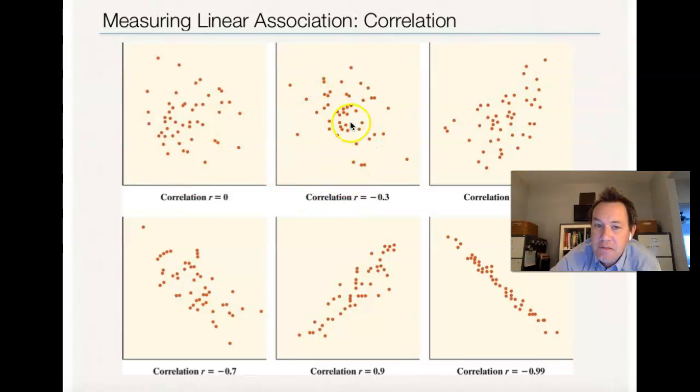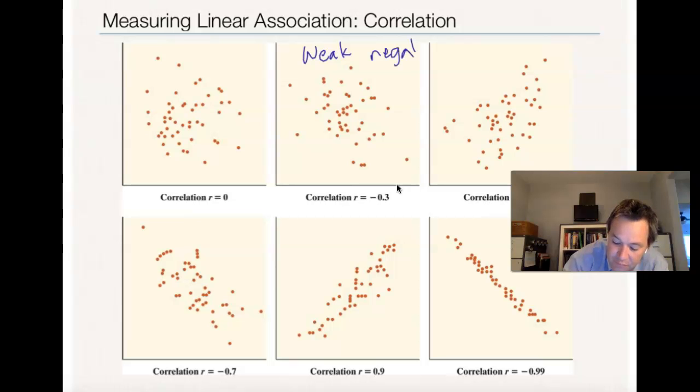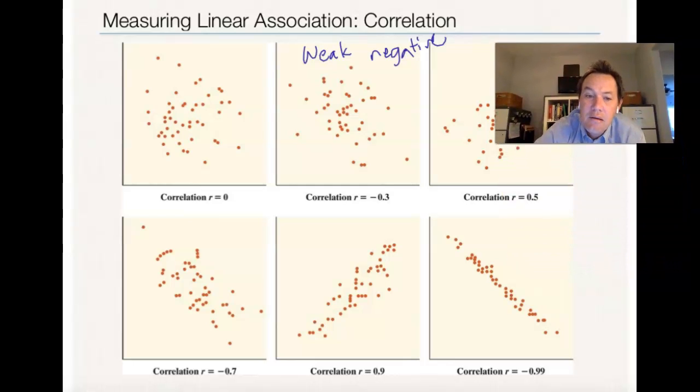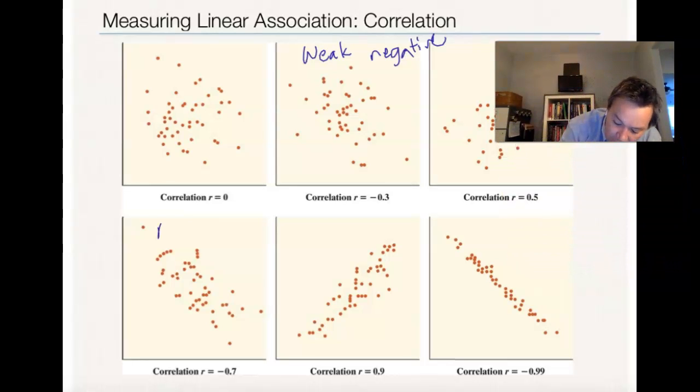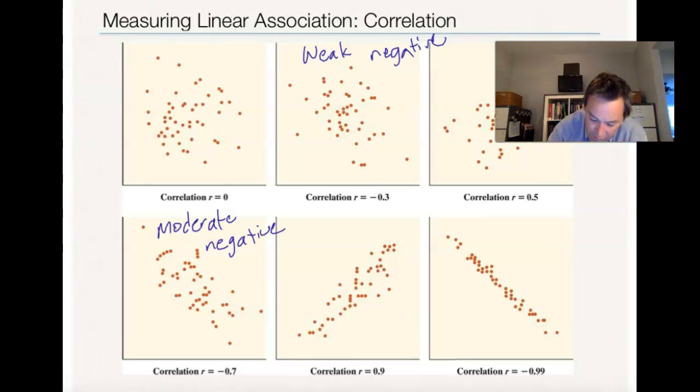But here you get a general idea of just some other examples. Correlation of negative 0.3, so there is some correlation, but I would refer to this as weak negative. So R equals 0.5, you're starting to see more of the pattern in that one. So now we're getting towards moderate. Negative 0.7 I would call moderate negative. And then both of these are strong. So this one I would call strong positive, strong negative.